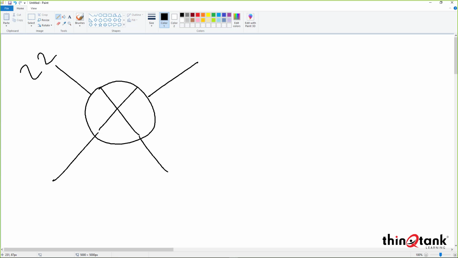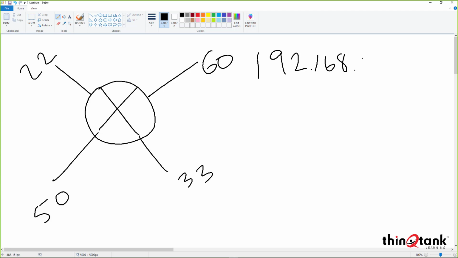I have 60 hosts in this subnet. I have 33 hosts in this subnet. And let's do 50 hosts in this subnet. Okay? And I was given the address of 192.168.10.0/24. I have to divide that network up to meet my requirement of networks and hosts.